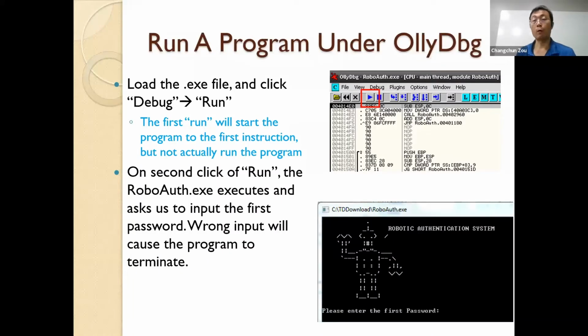Okay, so once you load this program into OllyDbg, you can start to run. You can click this button to actually run Robot Authenticate under the OllyDbg monitoring environment. The first run will only start the program at the first instruction, so it doesn't immediately execute the program. But when you click run the second time, it will start to run.